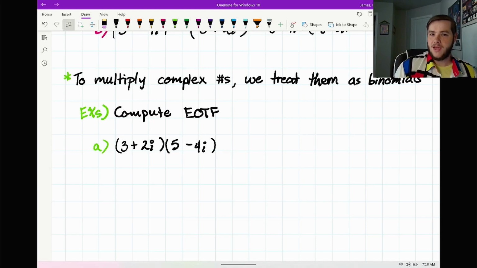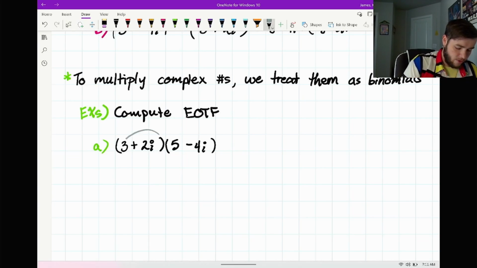We've talked about addition and subtraction. Let's move on to multiplication next. Again, multiplication here is almost no different than multiplication with real numbers. We just treat them like binomials. Again, almost thinking about i as a variable. So when I multiply these two complex numbers together, I need to FOIL them out.